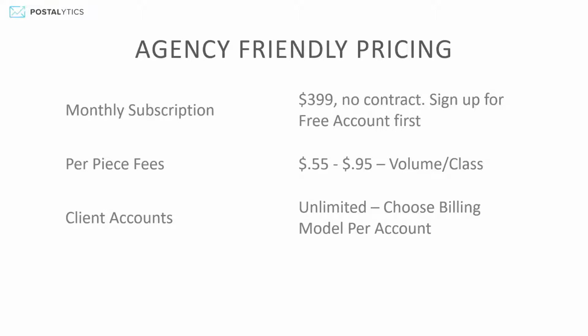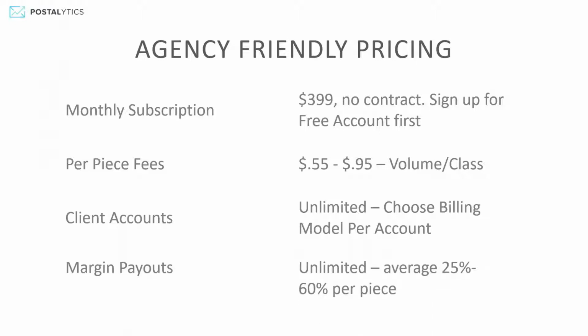So if you've got a retainer, you've got other types of services that you are billing for on a weekly or monthly basis, you can handle it that way. And then finally, those margin payouts we discussed. In the first year or so of the agency edition, we're seeing on average somewhere between 25 and 60% per piece, depending upon the volume that rolls through the software.